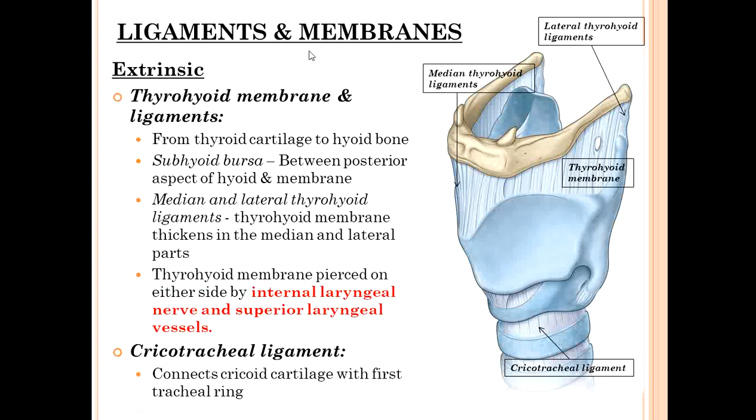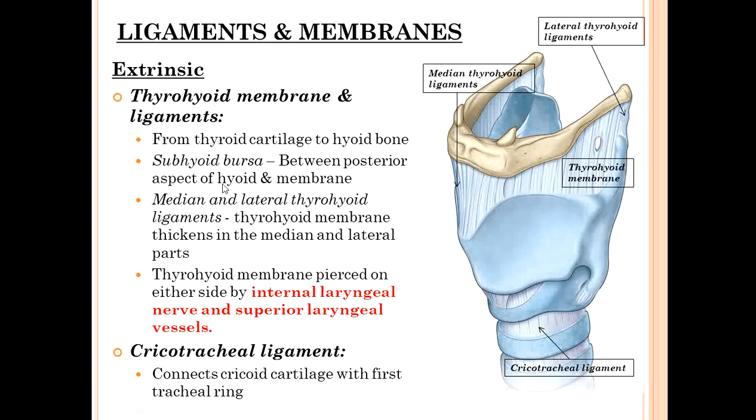Then ligaments and membranes, extrinsic. An example is the thyrohyoid membrane. So you are able to see this thick membrane. That is attached to the hyoid bone and the upper border of the thyroid cartilage. So this is known as the thyrohyoid membrane. And in the posterior part, you can see in the median part and the lateral part, there is thickening. The thickening of this membrane is known as ligament. Okay, this membrane is known as the thyrohyoid membrane, and if it is thickened here, lateral aspect, median aspect, that is known as ligament.